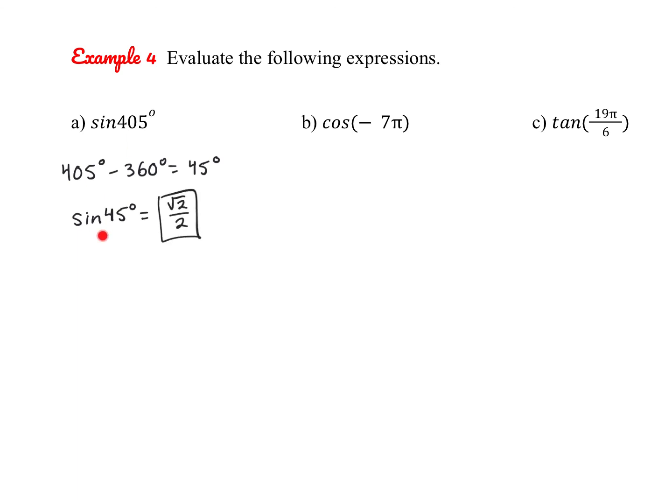And this is in quadrant 1, so I know it's positive. So again, by finding that coterminal angle, it becomes a much easier problem. Same thing for part B. Let's find a nice positive coterminal angle.